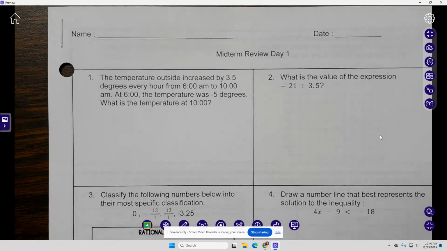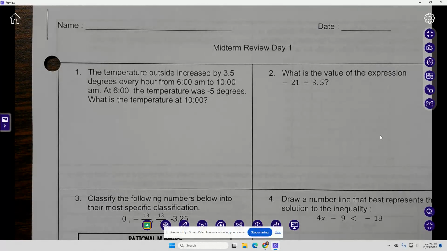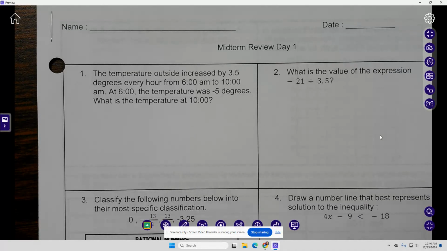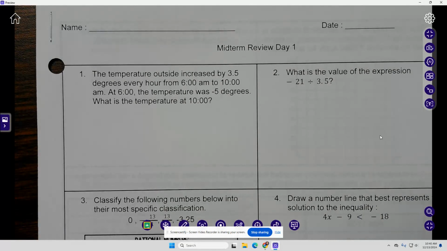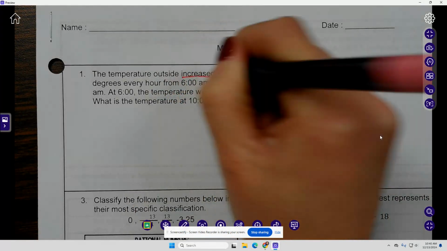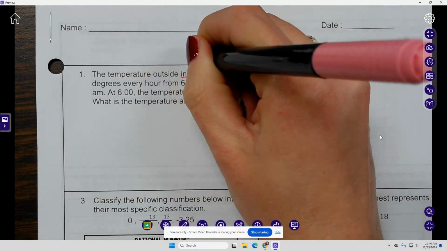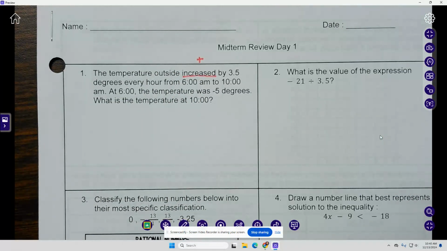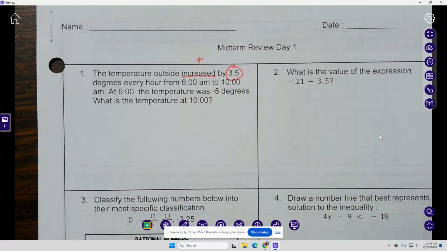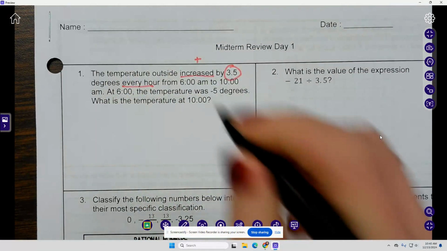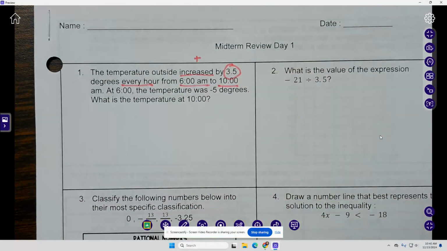So number one, the temperature outside increased by 3.5 degrees every hour from 6 a.m. to 10 a.m. At 6, the temperature was -5 degrees. What is the temperature at 10? So let's go ahead and reread it and circle important information. So the temperature outside increased. That's going to be an important word for us. Increased means add, right, or go up by 3.5 degrees every hour from 6 a.m. to 10 a.m. Okay?